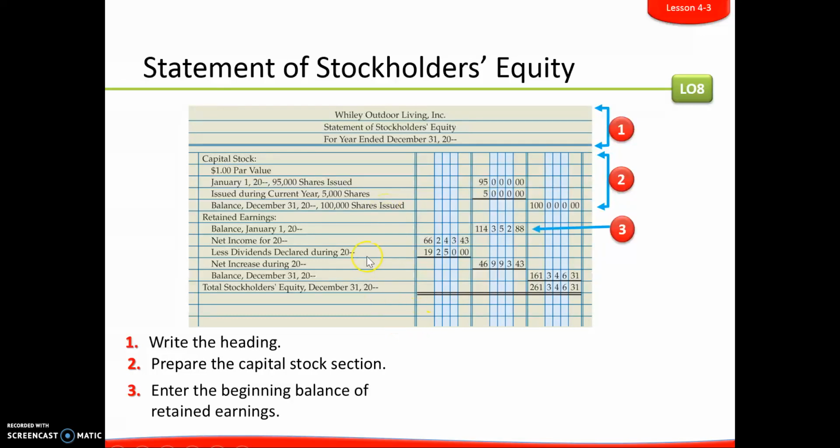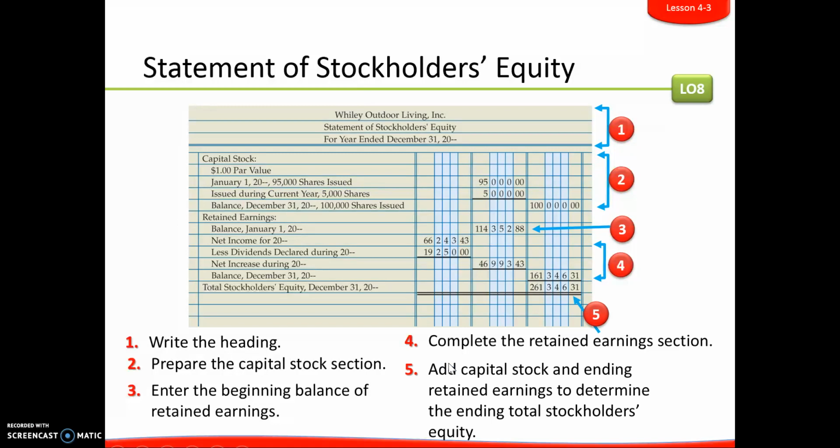Retained earnings is next. We start with our beginning balance. That information could come from your previous stockholders' equity statement, or it would be on your adjusted trial balance as well. And then we have our net income for the year. This is where we will have to have completed our income statement first, so we did that already. We take out our dividends. Again, that's coming from our adjusted trial balance. And then we get our net increase, which will give us our balance at the end of the year. And then we add those 2 together for our total stockholders' equity as of the last day of the fiscal period.